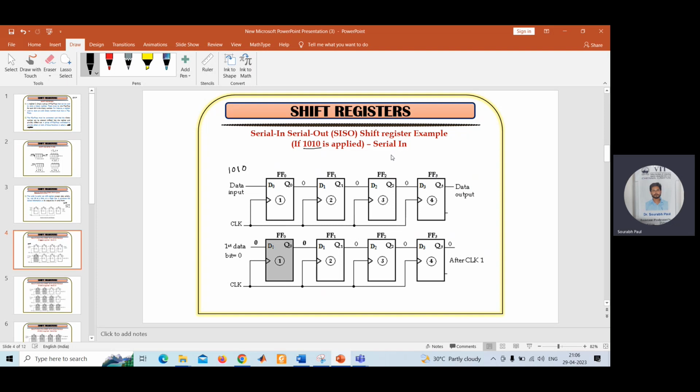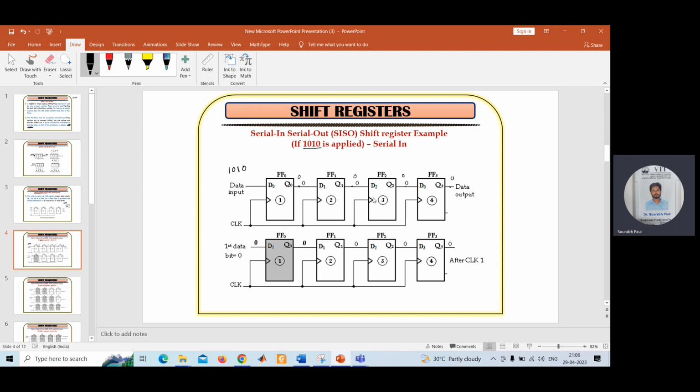So how will it work? Initially you can consider that all the flip-flop outputs are 0. So here you can see in Q0 the output is 0, in Q1 the output is 0, in Q2 the output is 0, Q3 output is 0. So initially you can consider all the outputs of the flip-flops are 0.